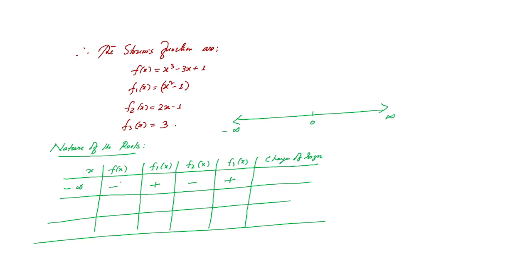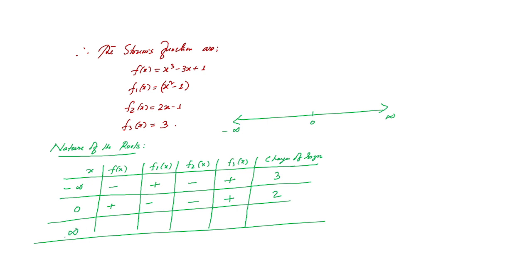So how many changes of sign? Minus to plus, 1 change; plus to minus, 1 change; minus to plus, again a change. So changes of sign is 3. Now come to 0. If we put 0, in the first case f(x) is 1, that means positive. Second case, 0 square minus 1 is minus 1, so f1(0) is negative. Then f2(0) is also negative and f3(x) is positive. So how many changes of sign? Plus to minus, minus to minus, no change, minus to plus, again 1 change. So 2 changes of sign are there.